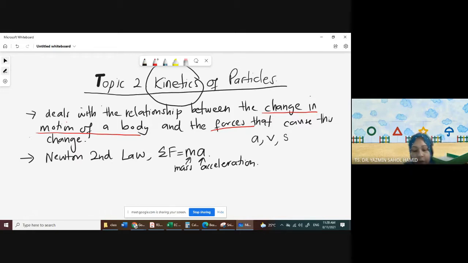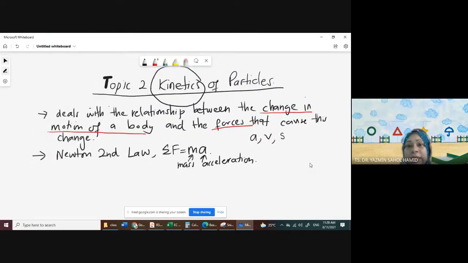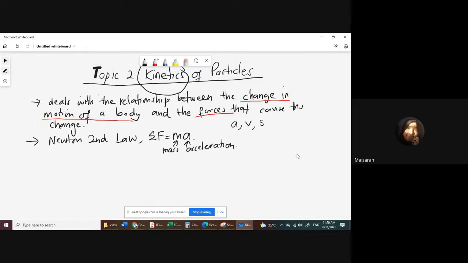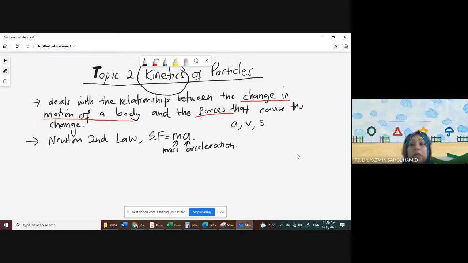Okay. So, for example, can you give an example that is related to kinetics of particles? Can you give me an example that you understand, that you can relate, that involves kinetics of a particle? Cycling. Cycling. Okay. So cycling, okay, let's say cycling.